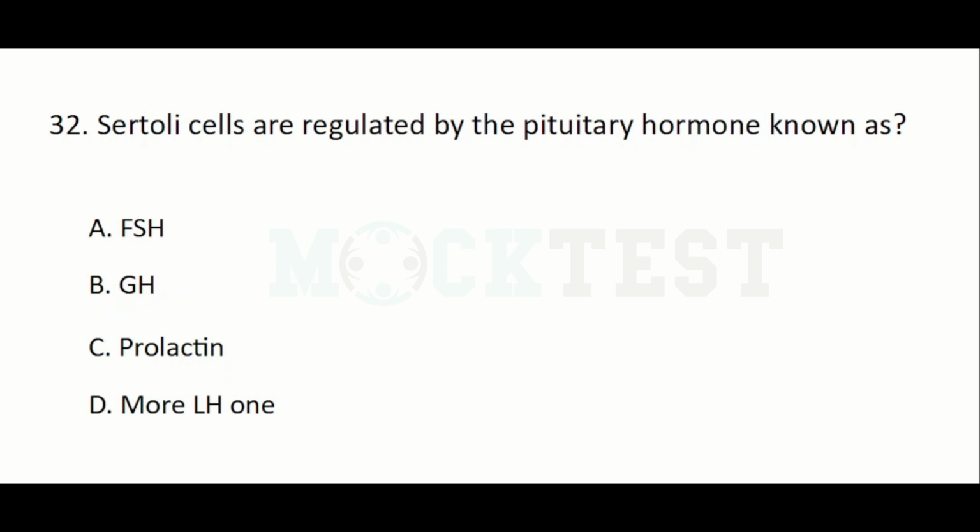Sertoli cells are regulated by the pituitary hormone known as: option A, FSH; option B, GH; option C, prolactin; option D, LH. The answer is option A, FSH, follicle stimulating hormone. Sertoli cells are regulated by the pituitary hormone known as follicle stimulating hormone, FSH.